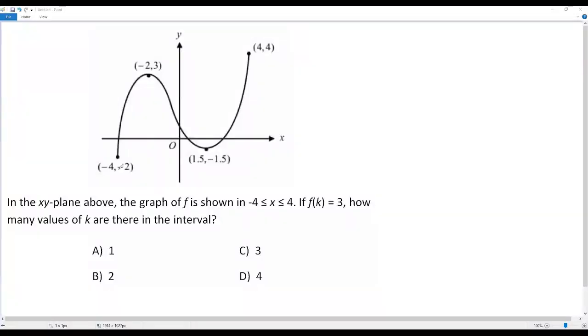Here we have a SAT math problem. Okay, let's go to the question. In the xy plane above, the graph of f is shown for -4 ≤ x ≤ 4. If f(k) = 3, how many values of k are there in the interval?